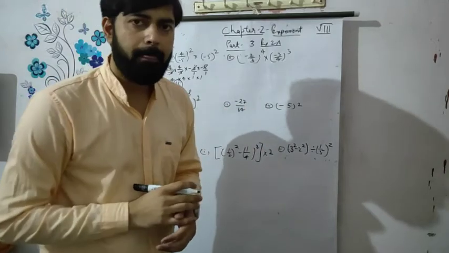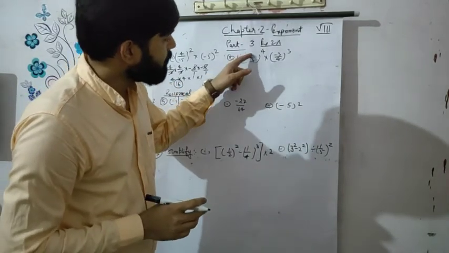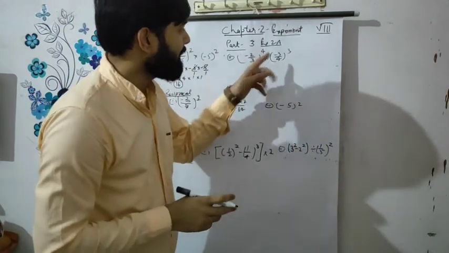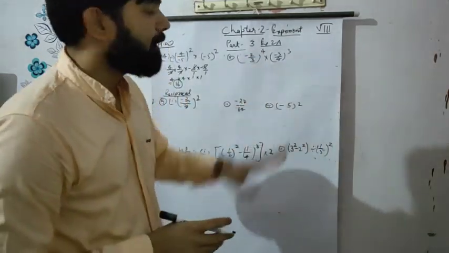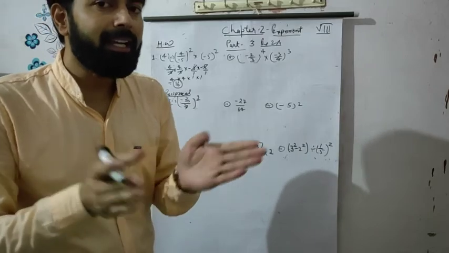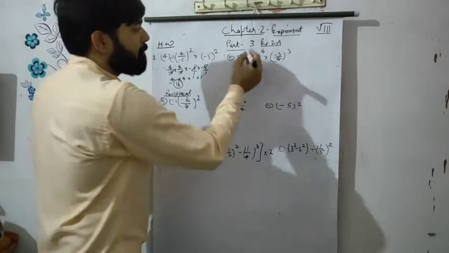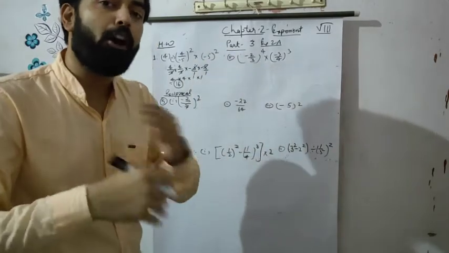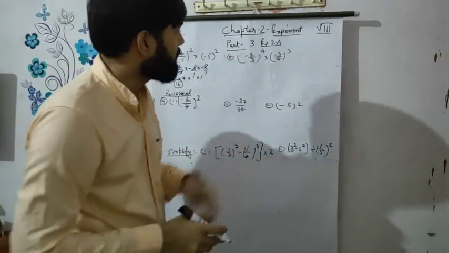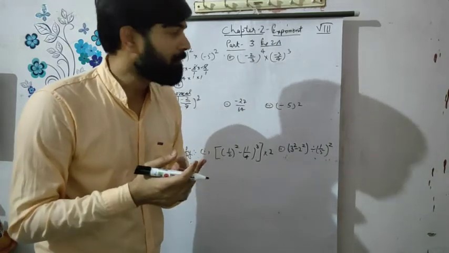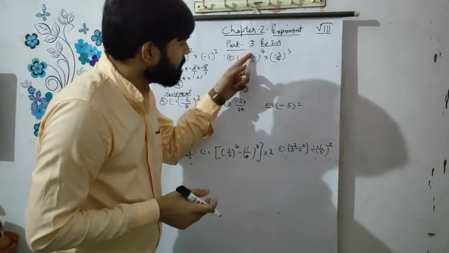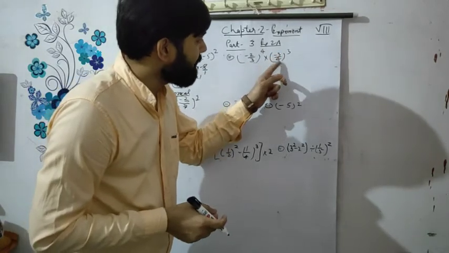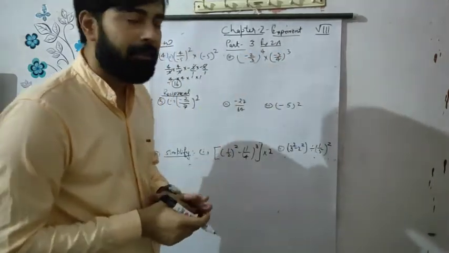Now in the second question, what is given here? Minus 2 upon 3 raised to the power 4 and minus 3 upon 4 raised to the power 3. So we expand according to the power. Minus 2 upon 3 power 4 means minus 2 upon 3 multiplied how many times? 4 times. And in this question, which one is the base and which one is the power? Here minus 2 upon 3 is the base and 4 is the power. Here minus 3 upon 4 is the base and 3 is the power.